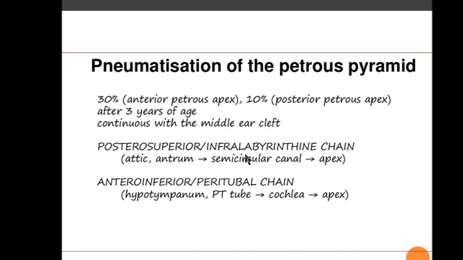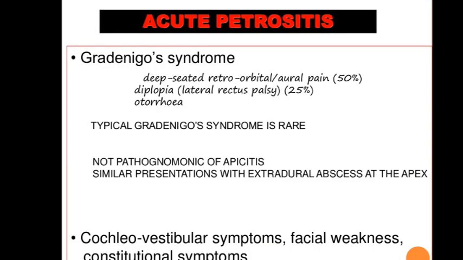What are the ways? Infralabyrinthine, that is from the attic. By now you know what is attic. Middle ear, you have epitympanum, mesotympanum, hypotympanum. Epitympanum, otherwise known as attic. So attic, antrum, from there semicircular canal, from there apex. And the other route of spread is from the hypotympanum, it goes to the eustachian tube, cochlea, and from there it will go to the petrous apex. So these are just the two pathways.